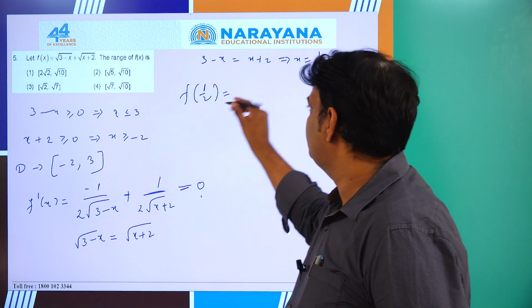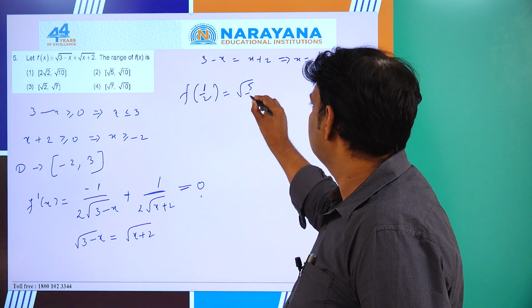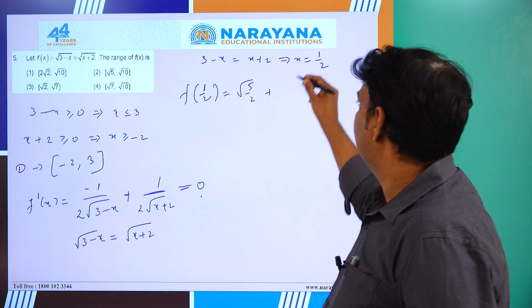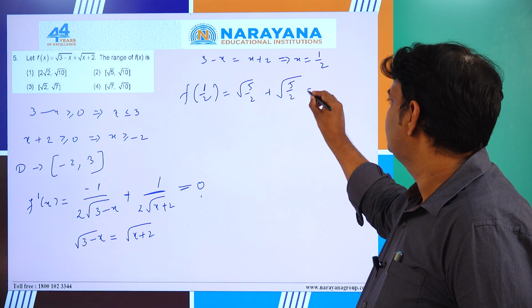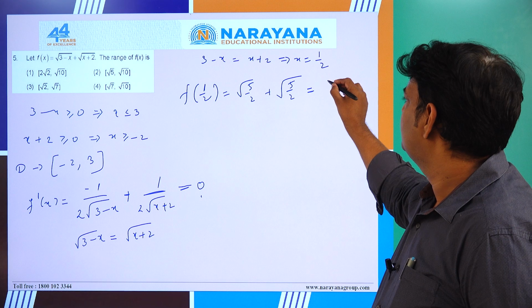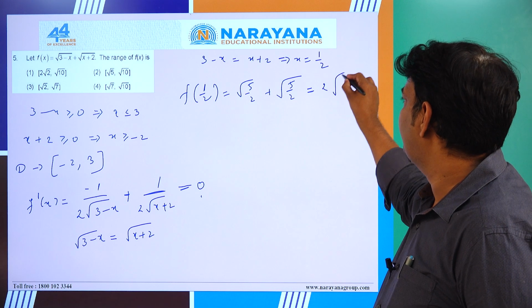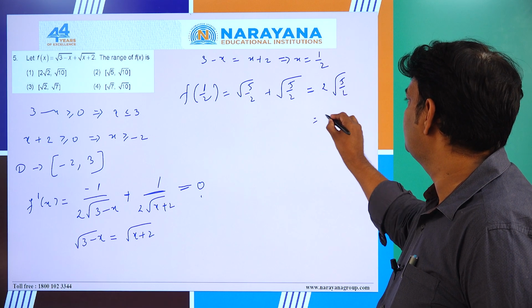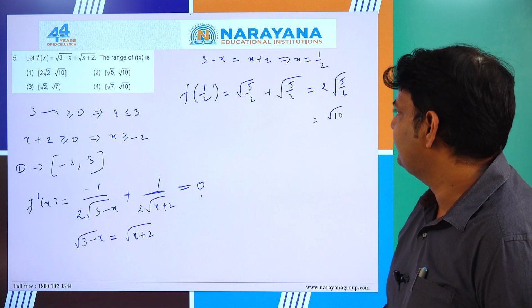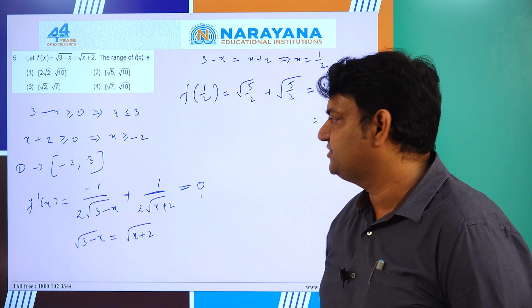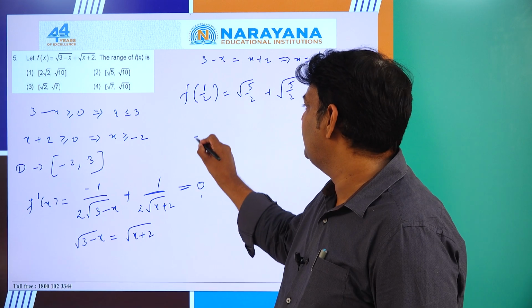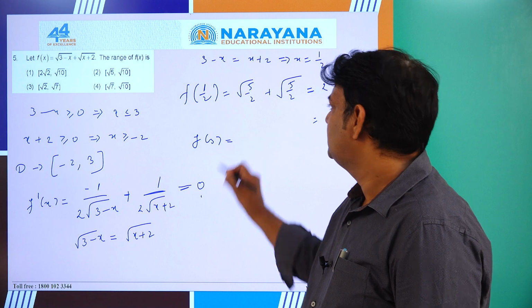So what is f of half? 3 minus 1 by 2, root 5 by 2, plus 2 plus 1 by 2, root 5 by 2. That is twice of root 5 by 2, or root 10. I can say that it will be the maximum value because both are non-zero. For minimum, one of the values should be 0. So what is f of 3 value? Root 5.